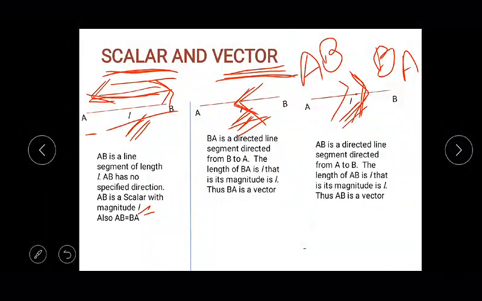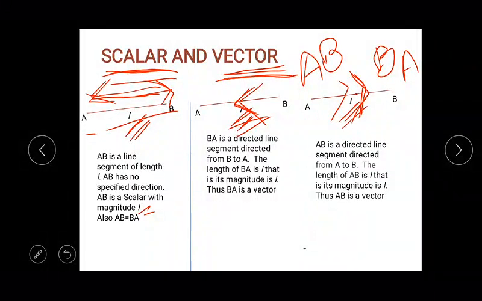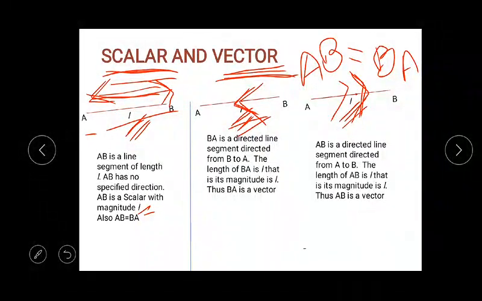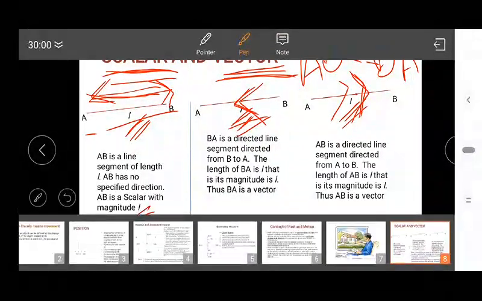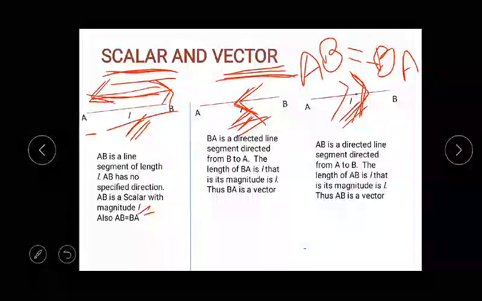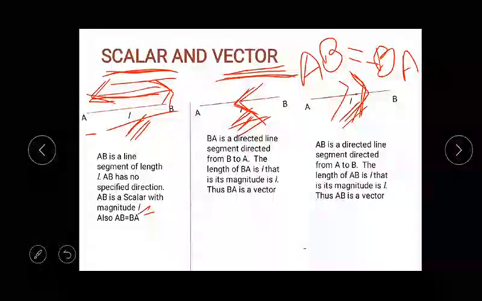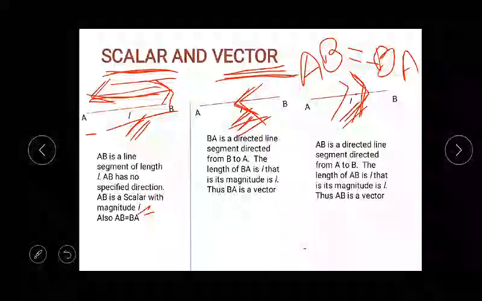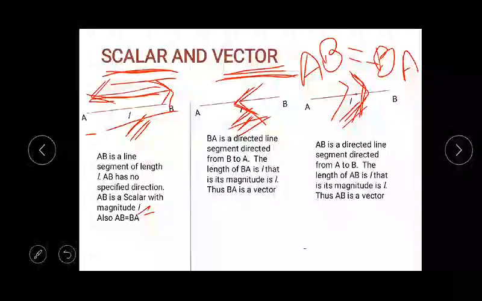So when we relate vector AB to BA, we can write it in this format: AB is equal to minus BA, or negative BA. The negative sign here describes the direction. Their magnitude is the same but the direction is opposite to each other, so the minus or negative sign implies the opposite nature of both of them.